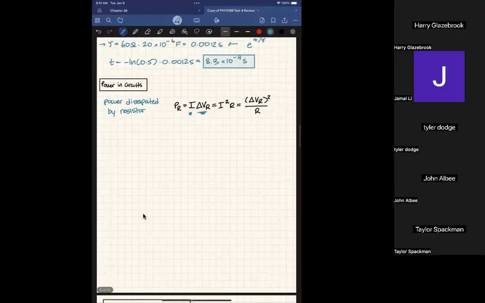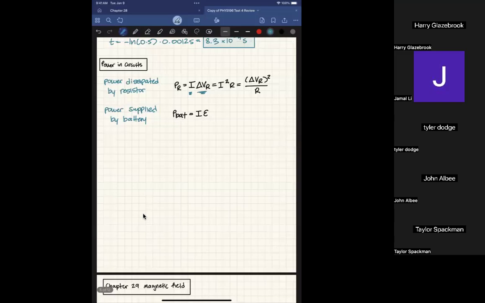And I'll just put in here, there also is an equation for the power supplied by the battery. And that's usually just noted as P bat equals the current flowing out of the battery times the EMF.